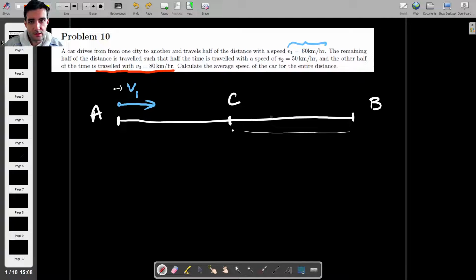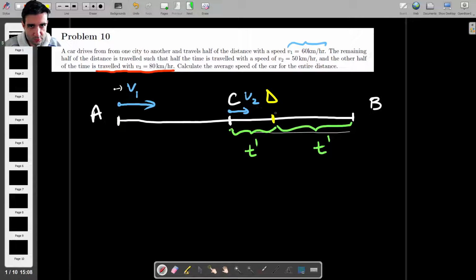The question says there is a point, we don't know where distance-wise, but what we know is that the time taken from C to D, which let's call it T prime, is the same as the time taken from D to B, which is also T prime. Okay, so the time traveled with V2 is the same as the time traveled with V3. So V2 is here, which is smaller, which is 50, and then this one is V3, which is 80. Okay, so that's what's going on. And the question is, calculate the average speed of the car for the entire distance.